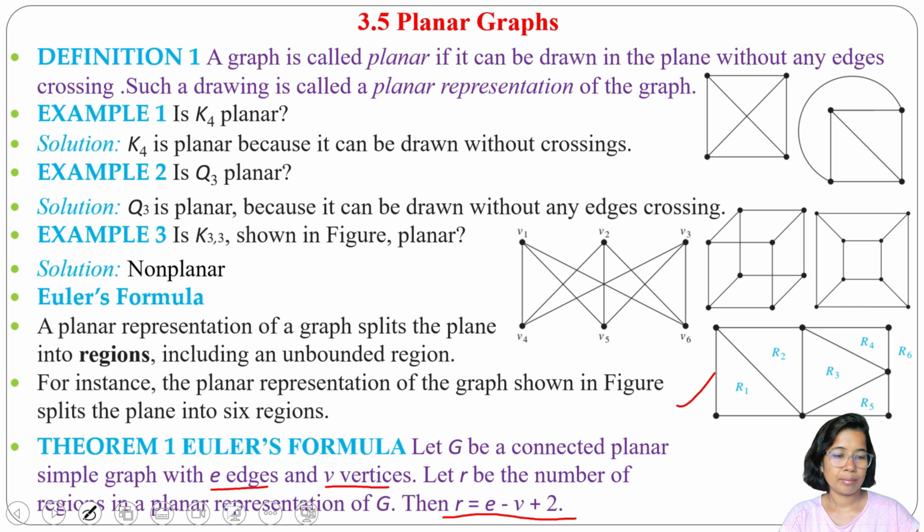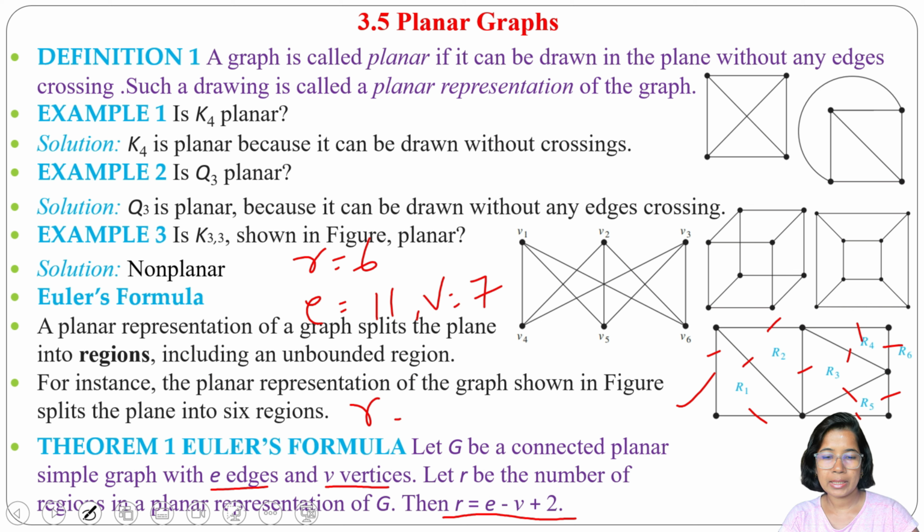Now take this example. Here R equals 6, E equals 1, 2, 3, 4, 5, 6, 7, 8, 9, 10, 11. There are 11 edges and V equals 1, 2, 3, 4, 5, 6, 7. So V equals 7. R equals 6 equals 11 minus 7 plus 2. 11 minus 7 is 4, 4 plus 2 equals 6, and R is 6. So this satisfies R equals E minus V plus 2.